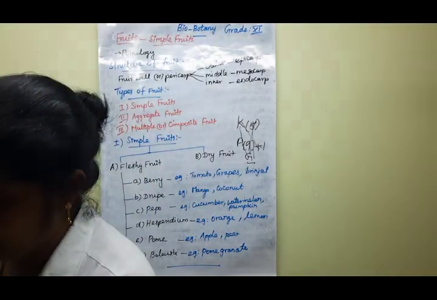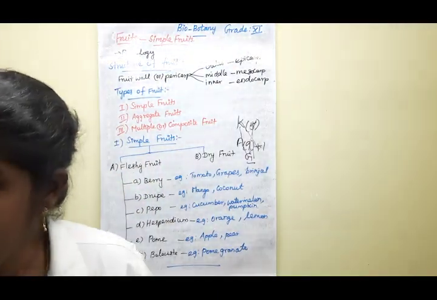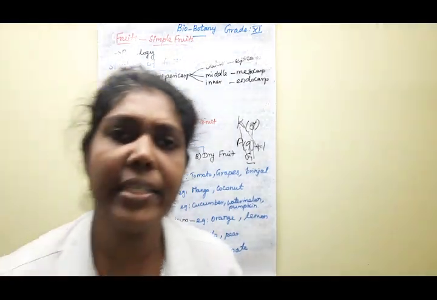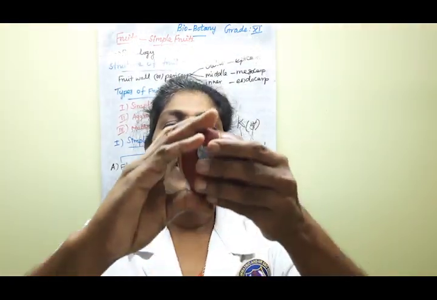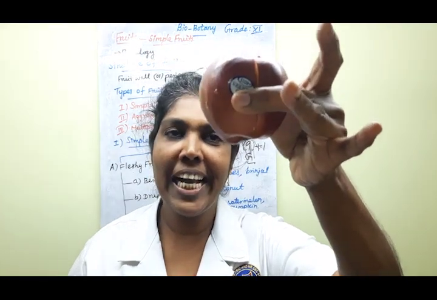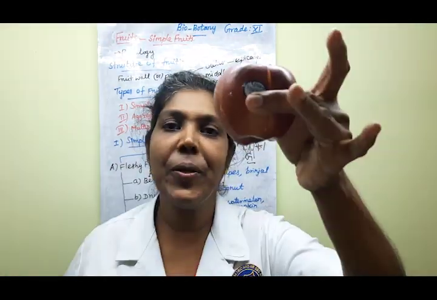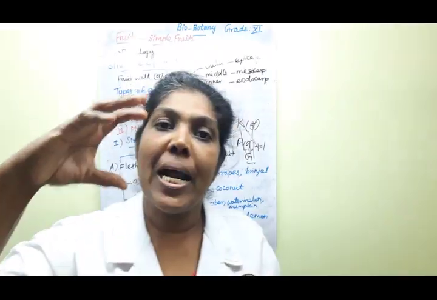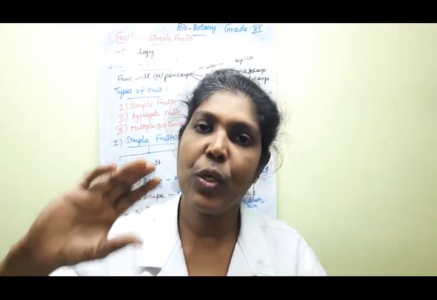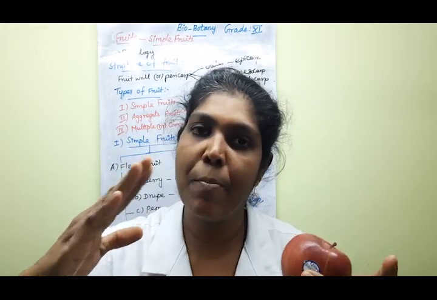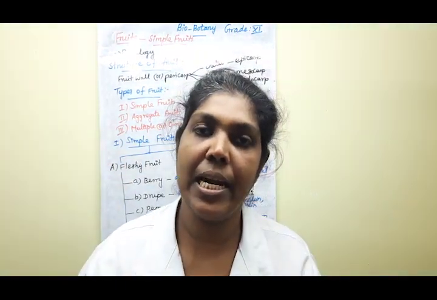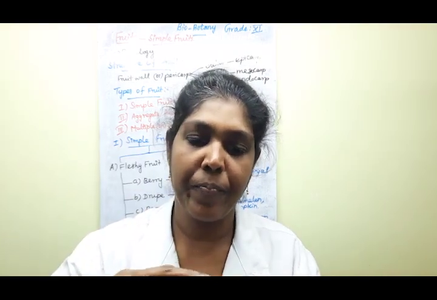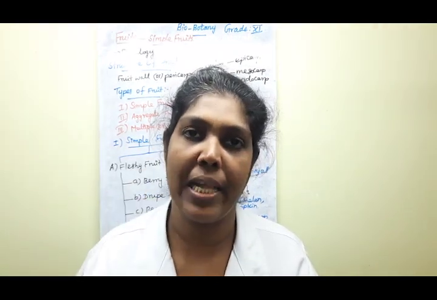Clear? Yes, good. The next one we are going to learn about is the pome type. Pome means, as you know, the fruit apple. This apple is a good example for the pome type. Here they are present in a multicarpellary position, so there is a united form, which means the syncarpous condition, children. So only that part of the fruit is developing.